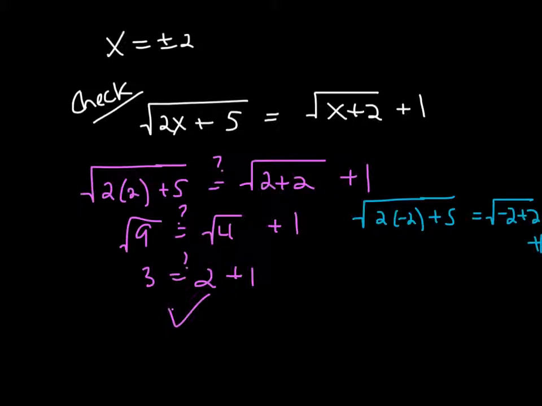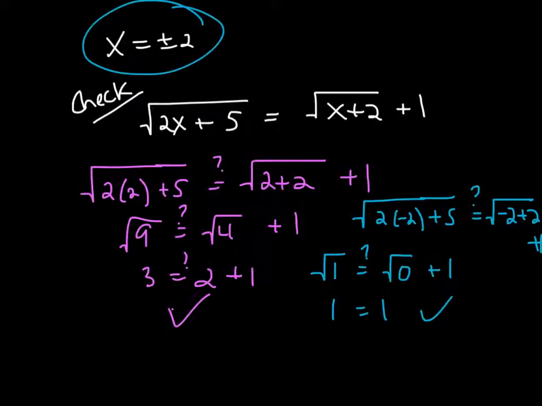So now let's check negative 2. Ran out of room again, sorry about that. So 2 times negative 2 is negative 4 plus 5 is 1. So I have square root of 1. Negative 2 plus 2 is 0 plus 1. And so 1 does equal 1, so they both work. So our solutions are plus and minus 2.